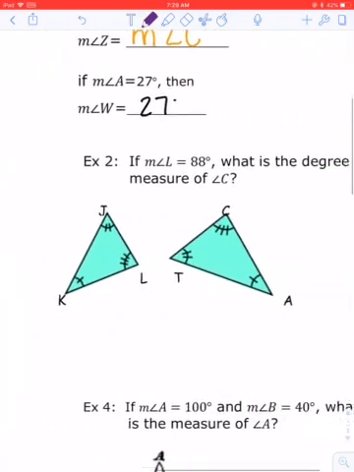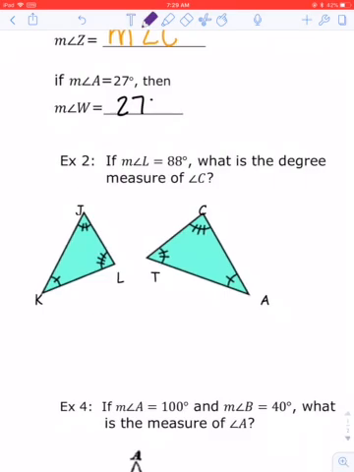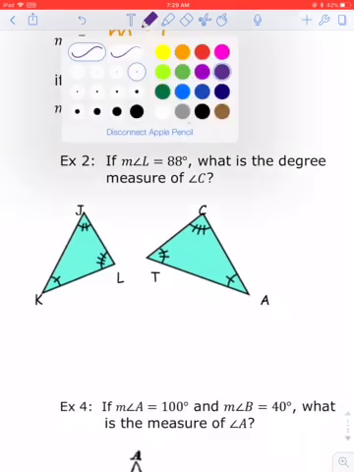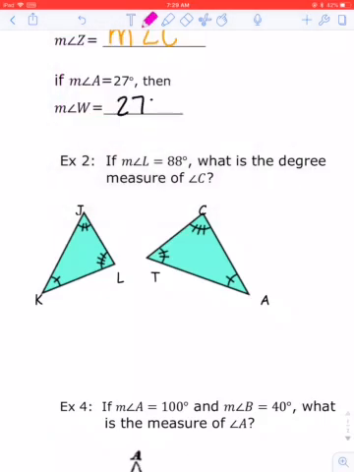Okay, now let's look at example 2. So if the measure of angle L equals 88 degrees, what is the degree measure of angle C? They let you know that these two are corresponding by the tick marks on the angles. If you notice, L has 3 lines right here, and C also has 3 lines. That's usually a key indicator if they've rotated the triangles in any way. So if measure of angle L is 88 degrees, then since they're corresponding, the measure of angle C must also equal 88 degrees.